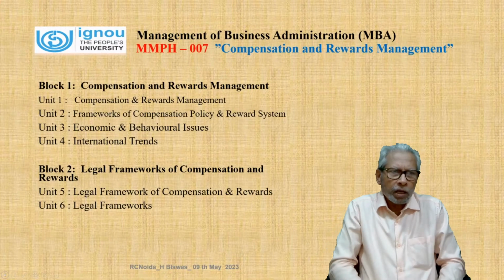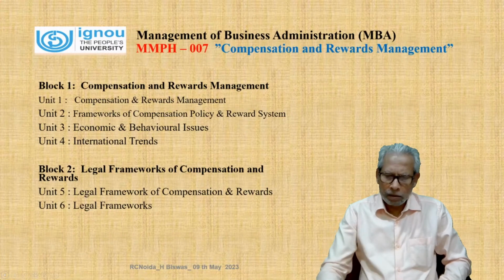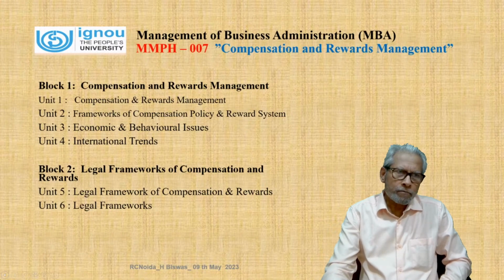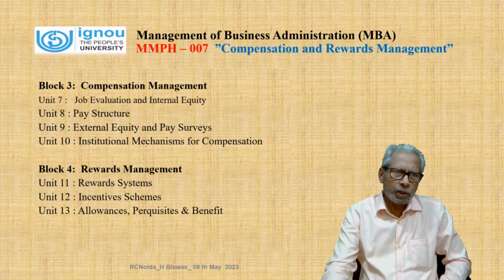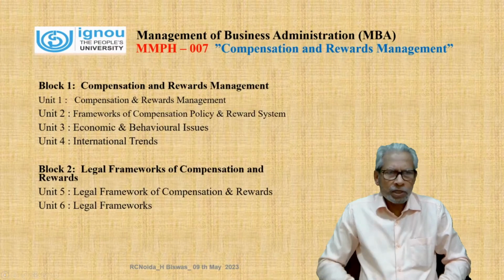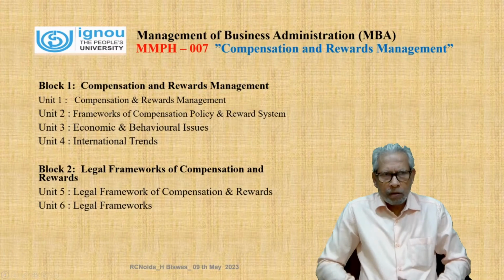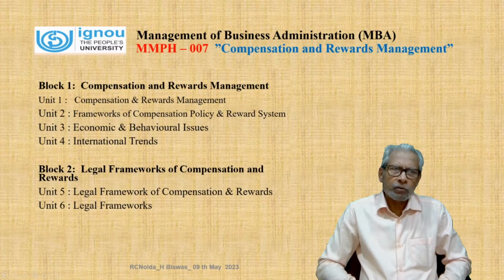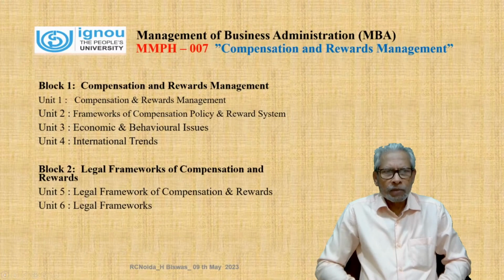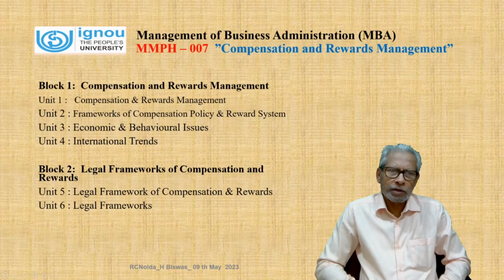So far we have seen there are 13 units. In compensation and rewards management, we have understood what compensations are and what rewards management is, and the definitions we have cleared. Then the frameworks of the compensation policies and the reward systems. Then unit 3 is the economic and behavioral issues, and finally the international trends.